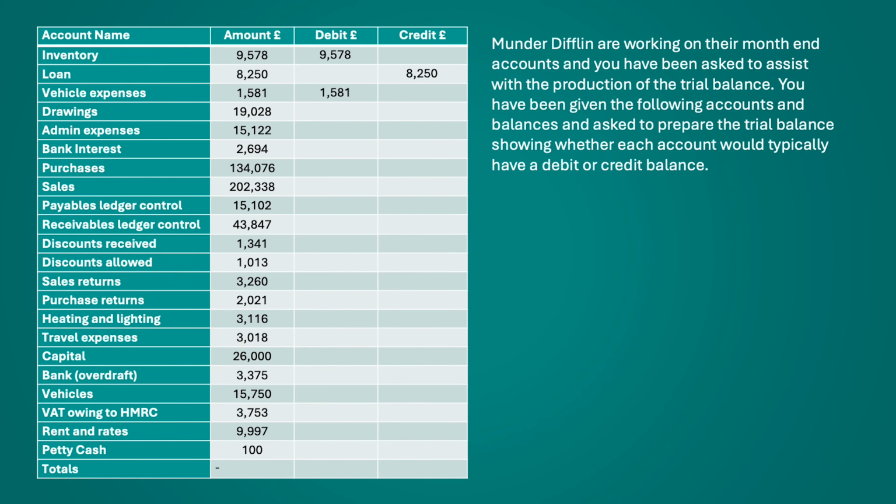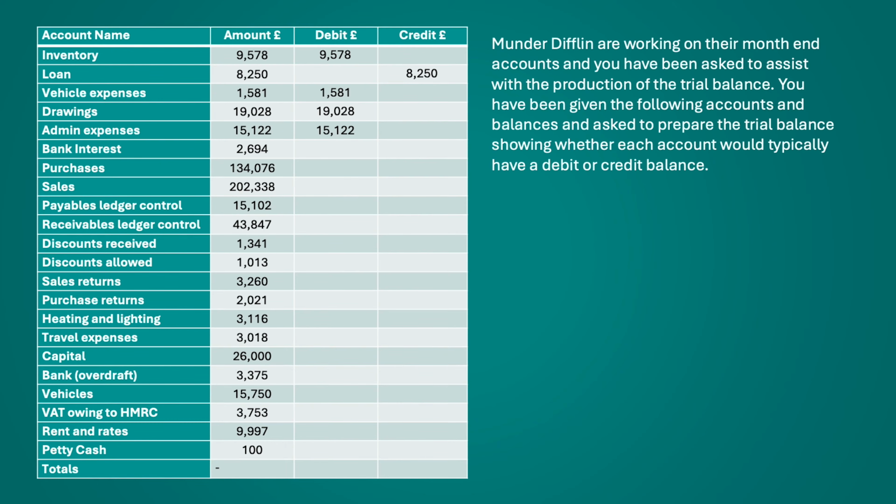Drawings are when owners take money out of the business for personal use. It is classed as a reduction to capital, and remember earlier we said that capital would have a credit balance and therefore a reduction to this would be a debit. Admin expenses are an expense, so a debit.